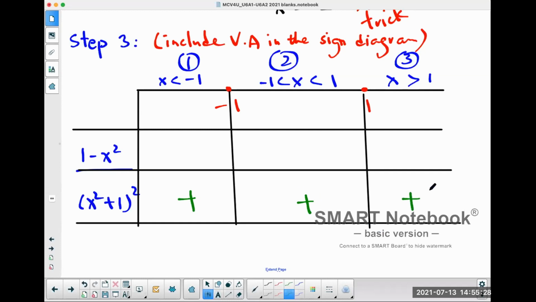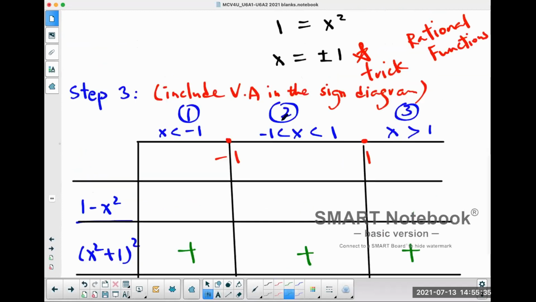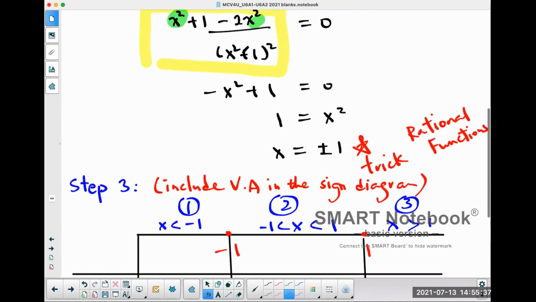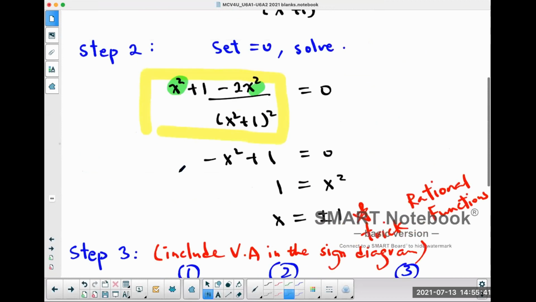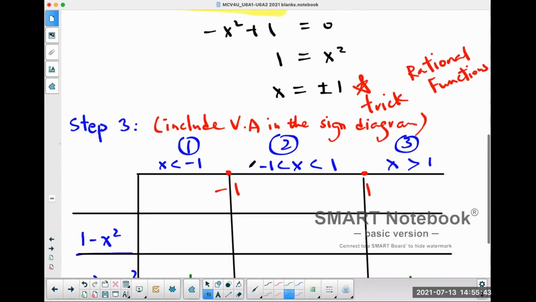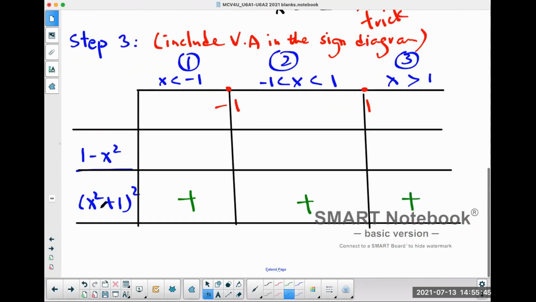So I really don't need to check this bottom part, right? But I like to include it here so that you know I'm not ignoring it, right? Because there are other times where it will change the sign. So you can't just ignore the denominator. You always have to include it. It's just in this case, it's always going to be positive.